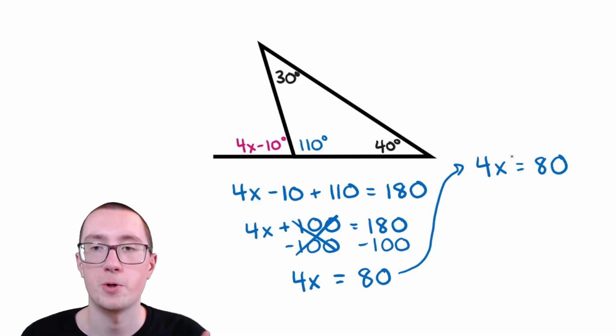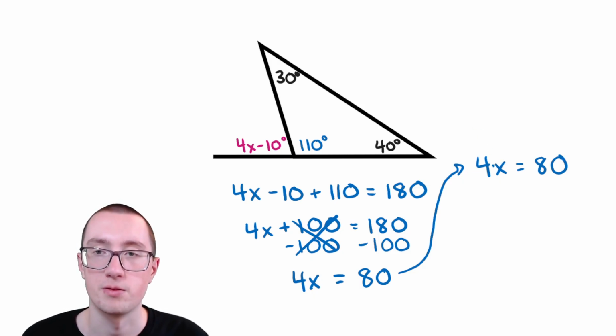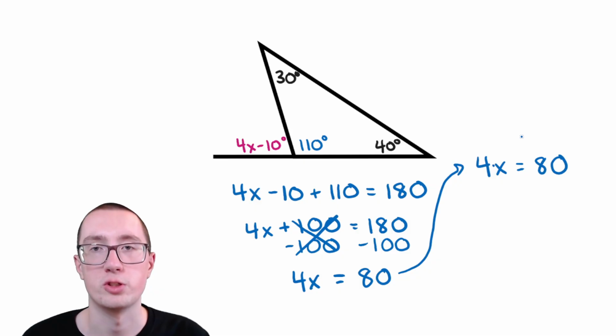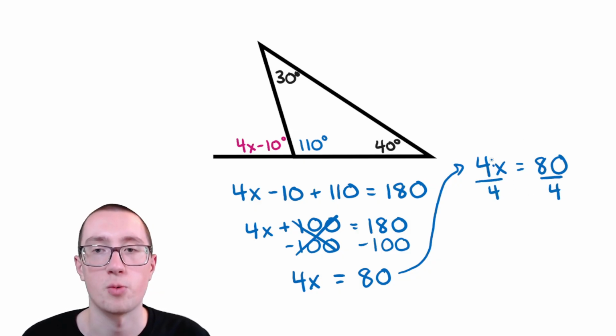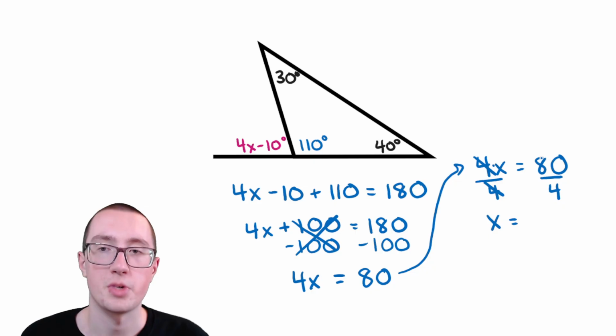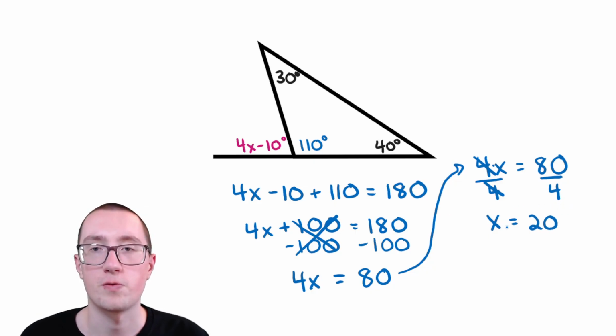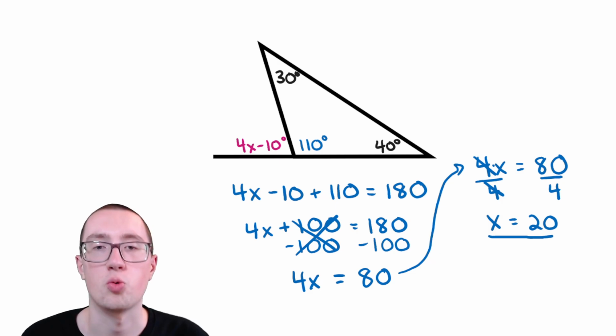Now, whenever you have a number and a letter next to each other and there's no sign, that means multiplication. So I'm going to do the opposite of multiplication, which is division, and divide both sides by 4, because now we're just trying to get x by itself. So these cancel out. On the left side, we just have x, and on the right side, we have 80 divided by 4, which is 20, which means that our final answer is that x is equal to 20.